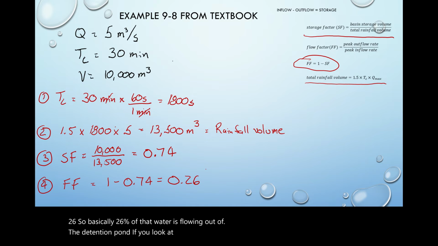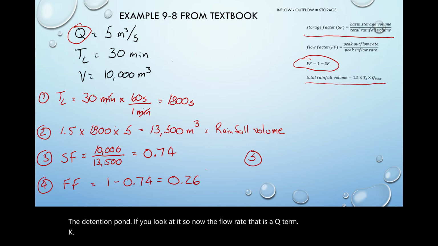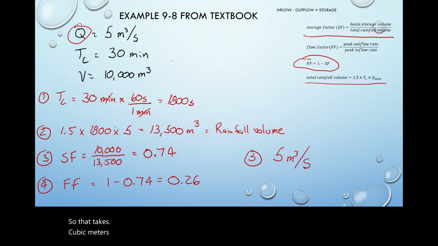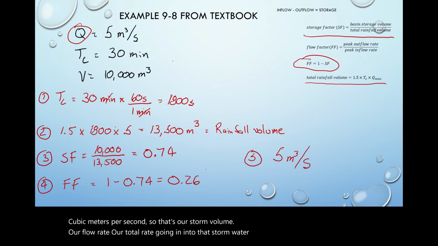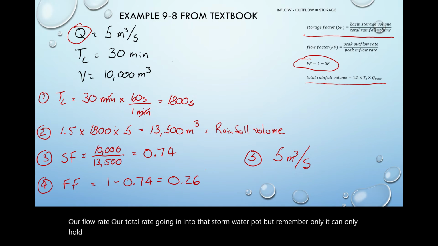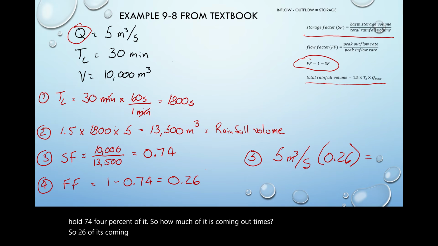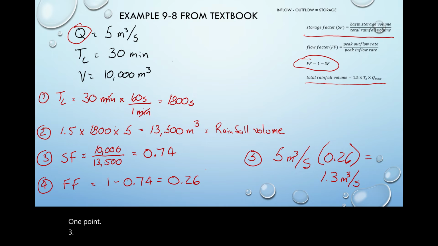So now the flow rate, that is a Q term. That takes 5 cubic meters per second. So that's our storm volume, our flow rate, our total rate going into that stormwater pond. But remember, it can only hold 74% of it. So how much of it is coming out? Times 26%. So my flow rate is going to be 1.3 cubic meters per second.